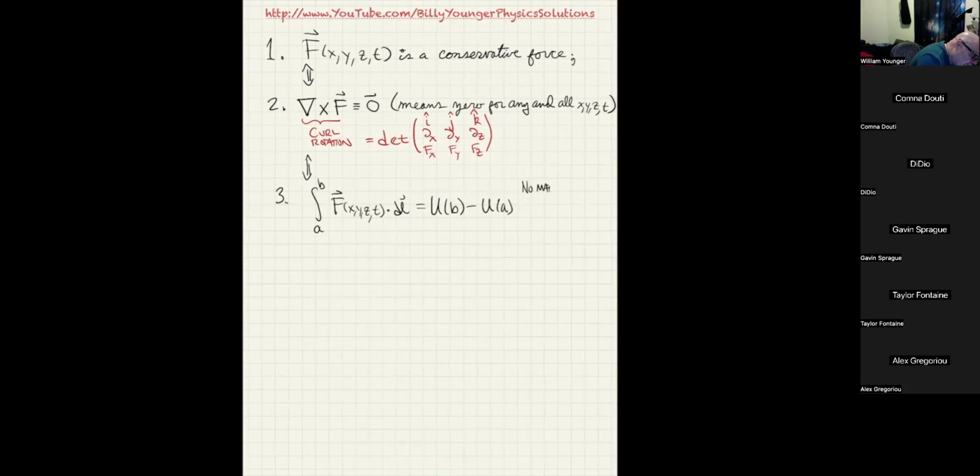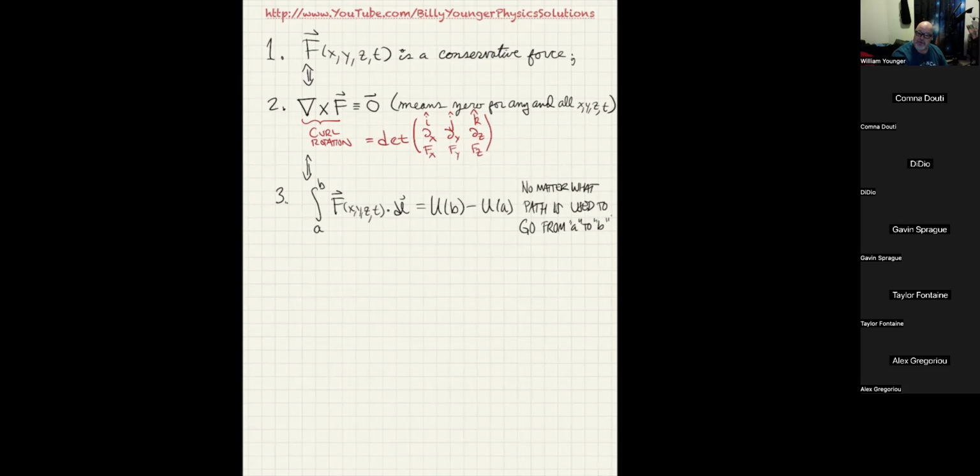No matter what path is used to go from A to B. In other words, remember I told you that work equals the integral of F dot dl is technically a path or line integral. What this is saying is if you go from the initial point to the final point, it doesn't matter which path you take. You can find the easiest one and do it. This comes in really handy later.